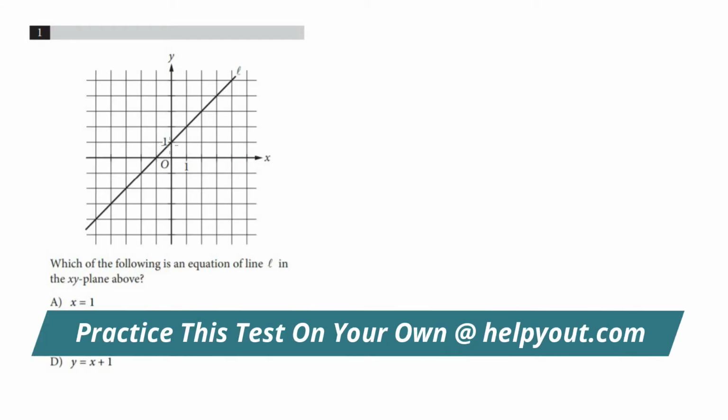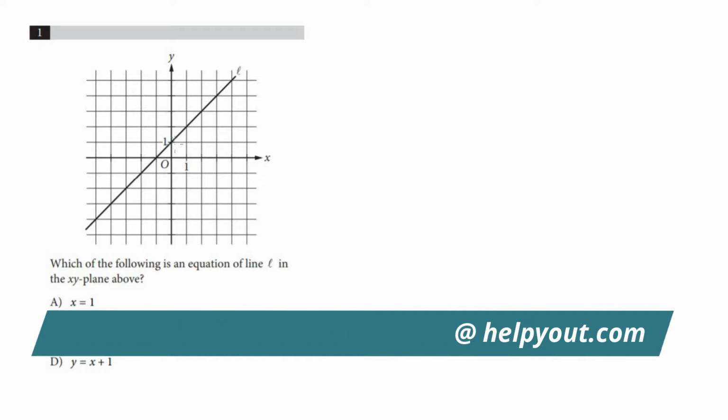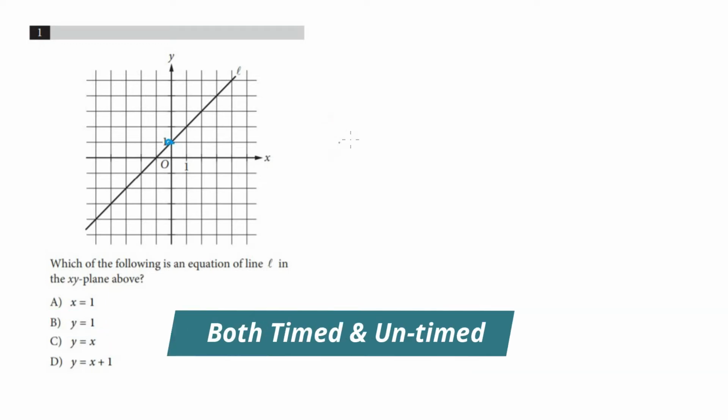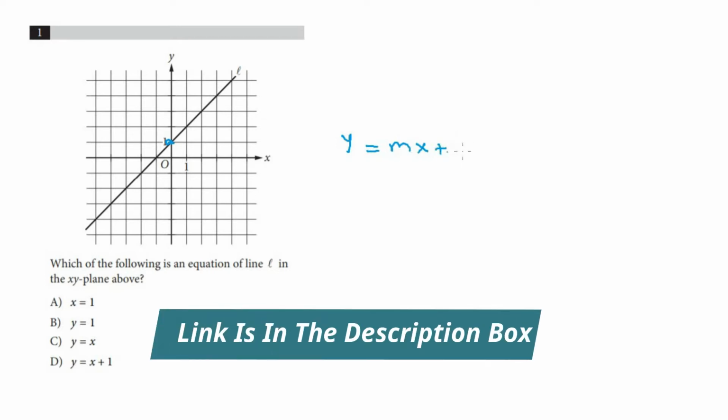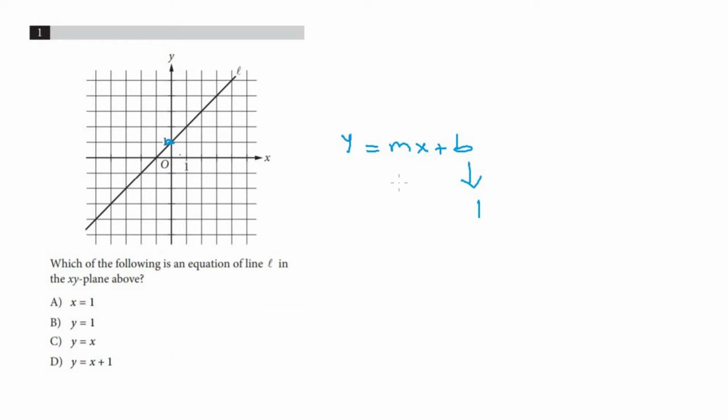For this problem, the y-intercept is 1 on this y-axis here. So, we will use the equation y equals mx plus b. Here b equals 1 because this y-intercept is 1 and the slope is also 1.